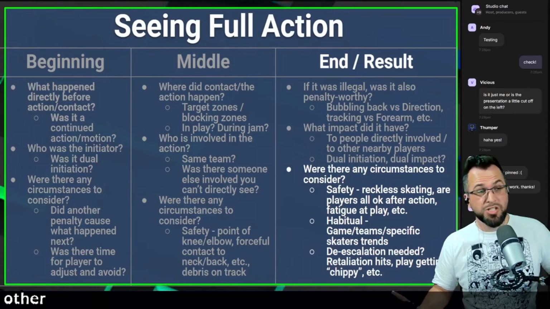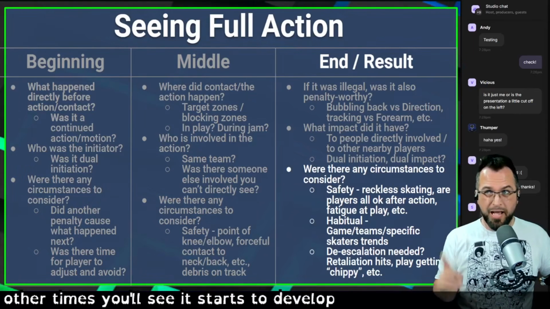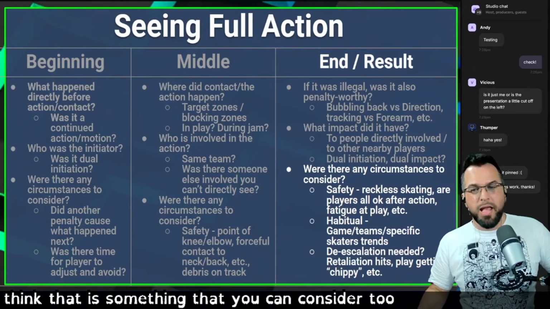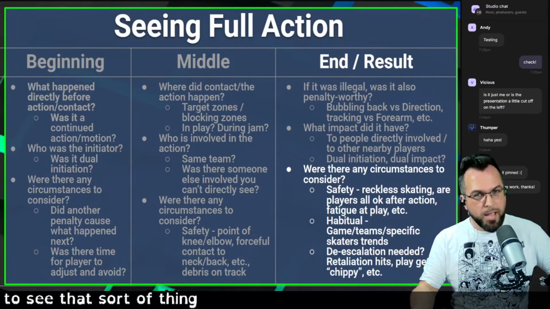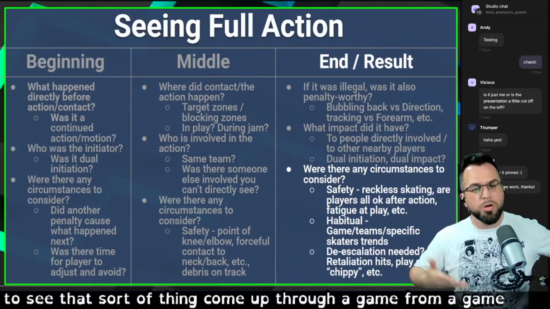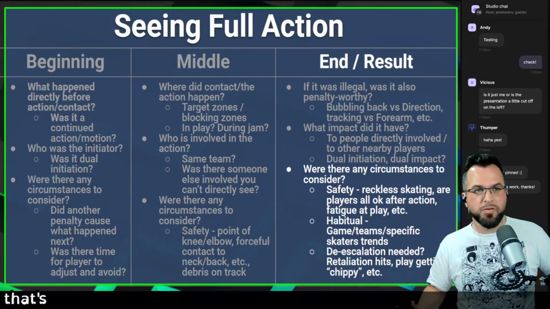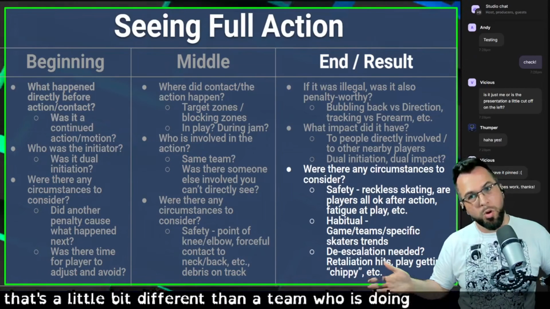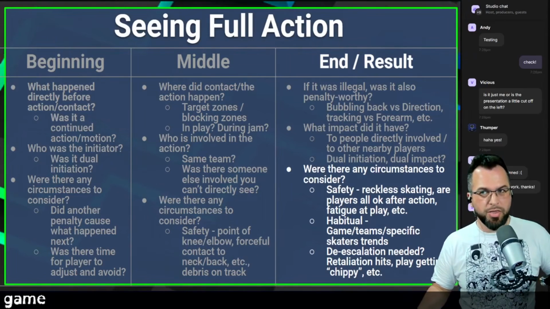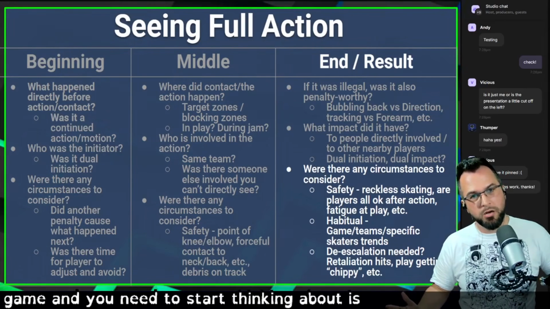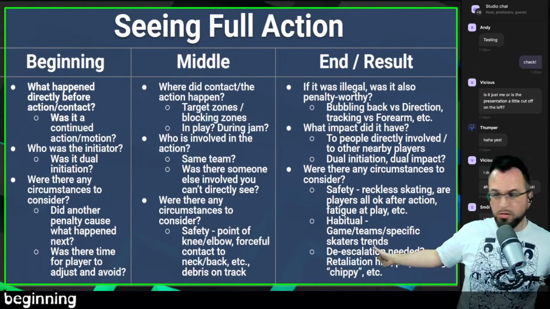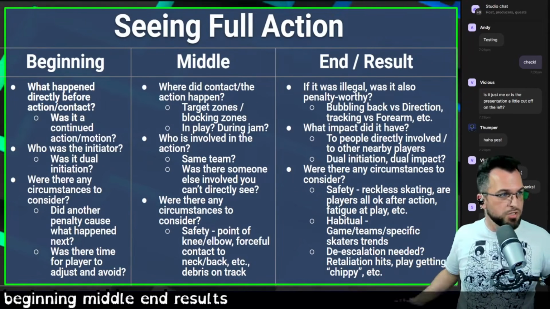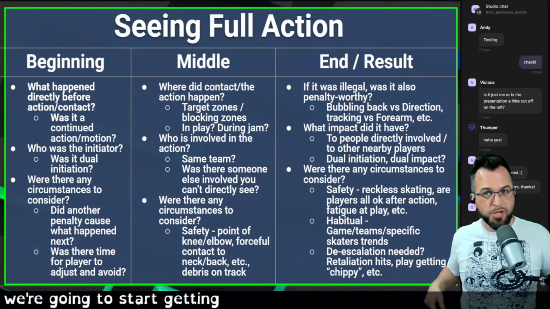Other times you'll see it start to develop through a game, and I think that is something you can consider too. If you're starting to see that come up through a game, from a game getting more and more intense, that's a little bit different than a team who is doing it consistently through the whole game. You need to start thinking about, is there a safety concern here or not? Any questions on any of this? Beginning, middle, end result of observing actions. We're going to start getting into penalty metrics right after this.